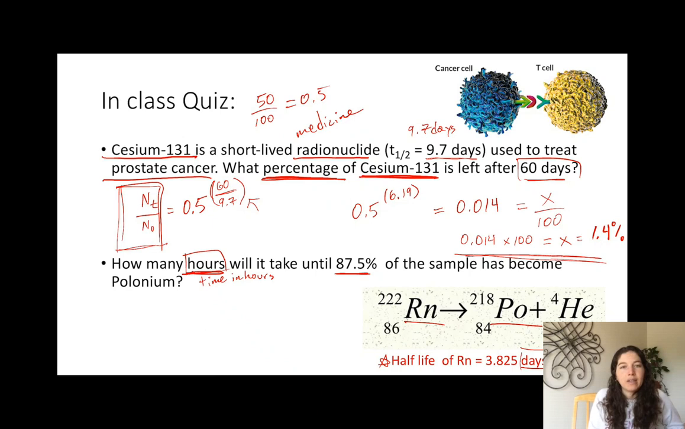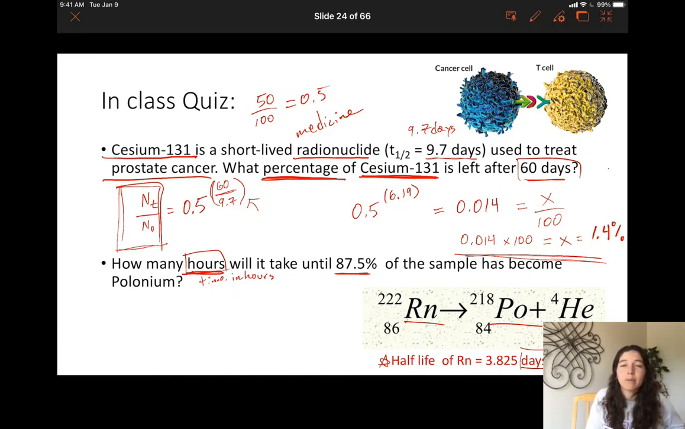And let's see, I think you're going to be solving for t over your t1/2. Okay, so let's work on this problem step by step together. The first thing that I'm going to ask you to do is to convert this percentage into a number that we're going to input for Nt over N0.